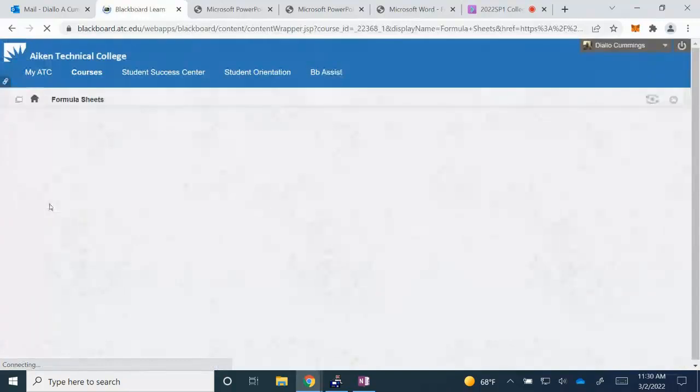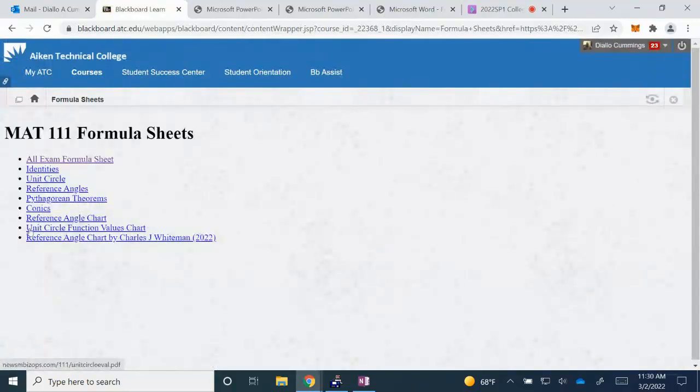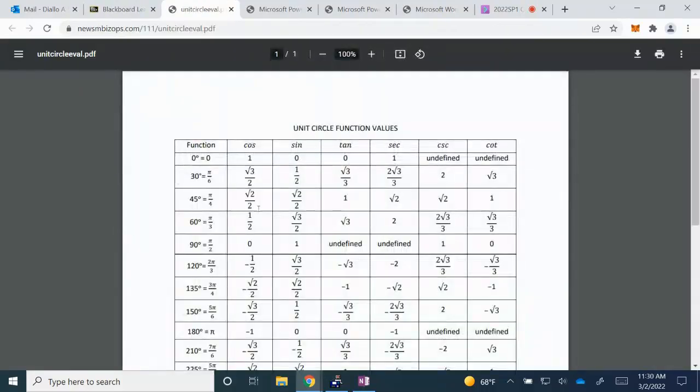I'm going to go back into formula sheets, and I'm going to pull up the unit circle function values chart. Right, or we can use this document, right? We can find the cosine and sine of both 60 and 45.